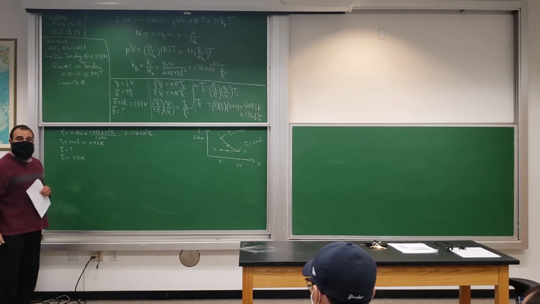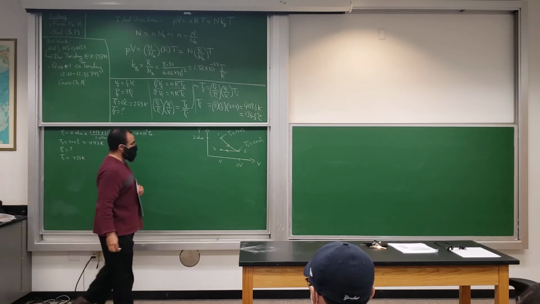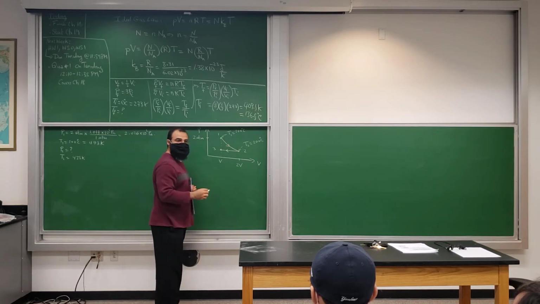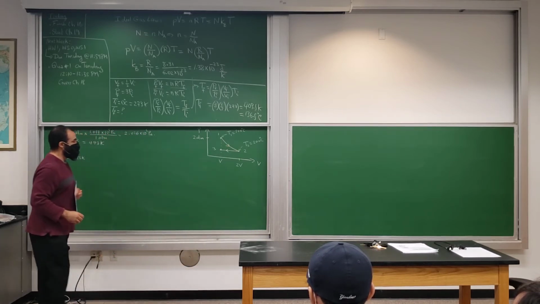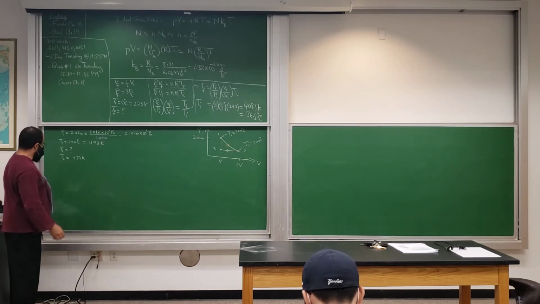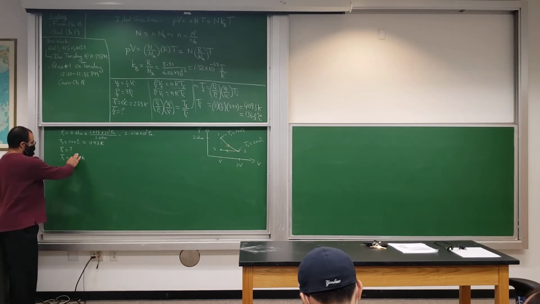Just a question, with your PV graph, it should be curved, right? This is curved. It's not a straight line. Yeah, exactly. So 473, right?